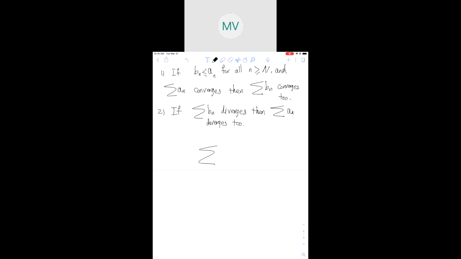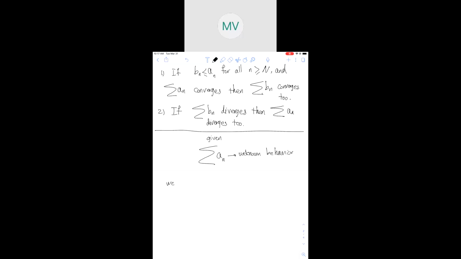Let's say this series is given and you are asked to check its behavior, whether it converges or diverges. All right. So this is given and its behavior is unknown. We don't know yet. But we are able to find another series.